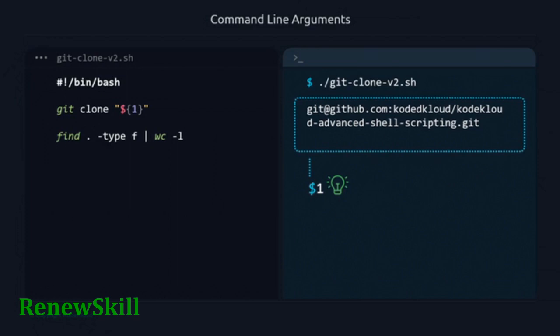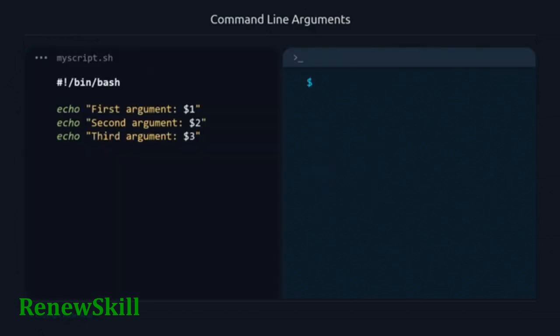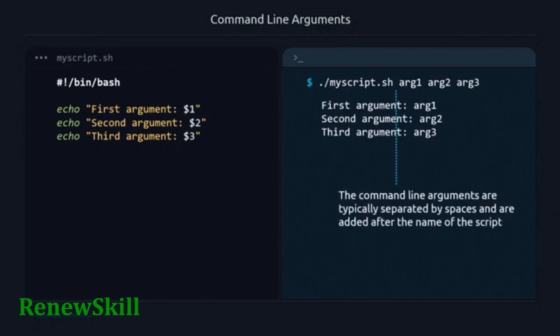This script runs a git clone command to clone a Git repository specified as the first command line argument. The $ symbol and 1 syntax is used to pass the first command line argument to the git clone command. So as you can see, command line arguments allow us to pass information to a shell script at runtime. This can be useful for customizing the behavior of a script or for passing data that the script needs to process. Command line arguments are additional pieces of information that are passed to a shell script when it's invoked.